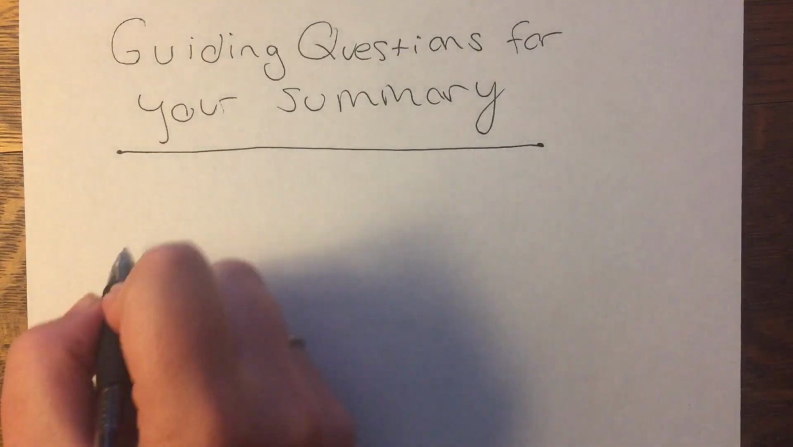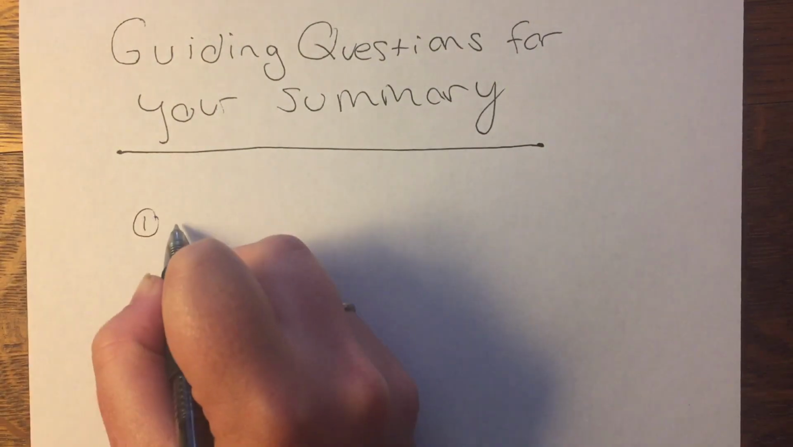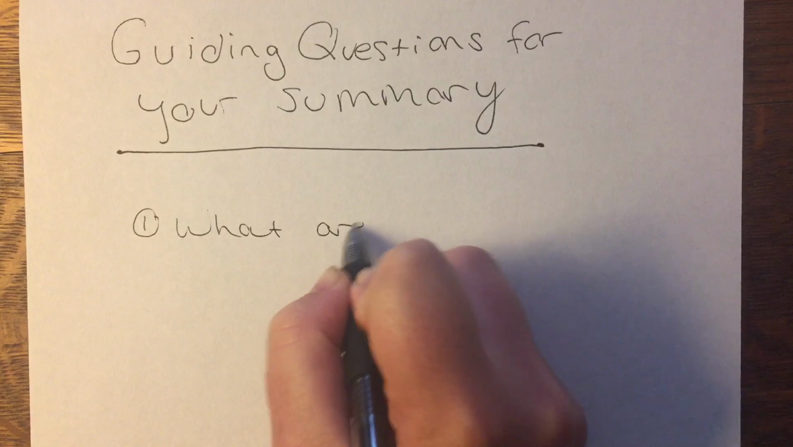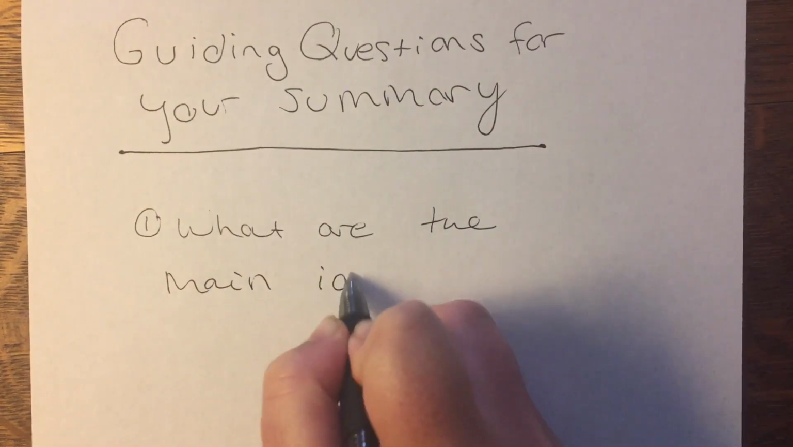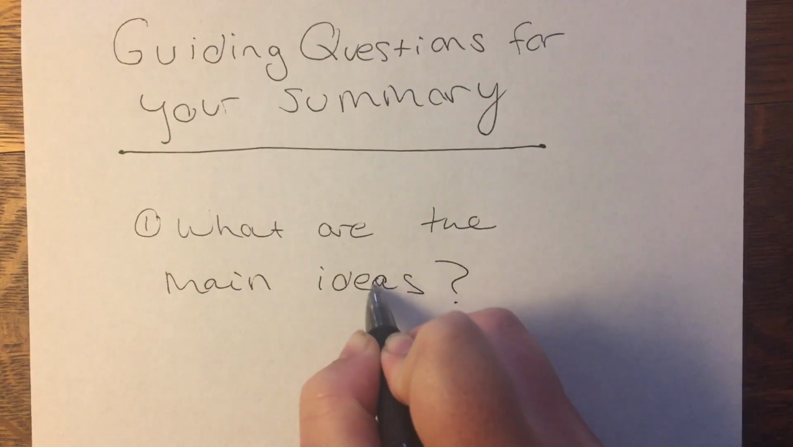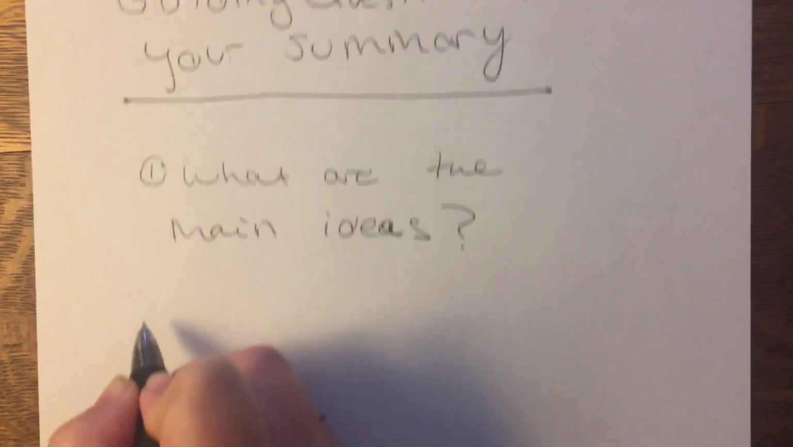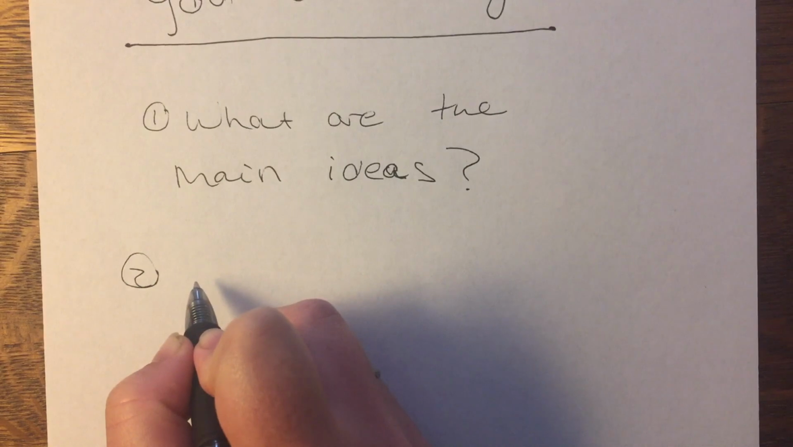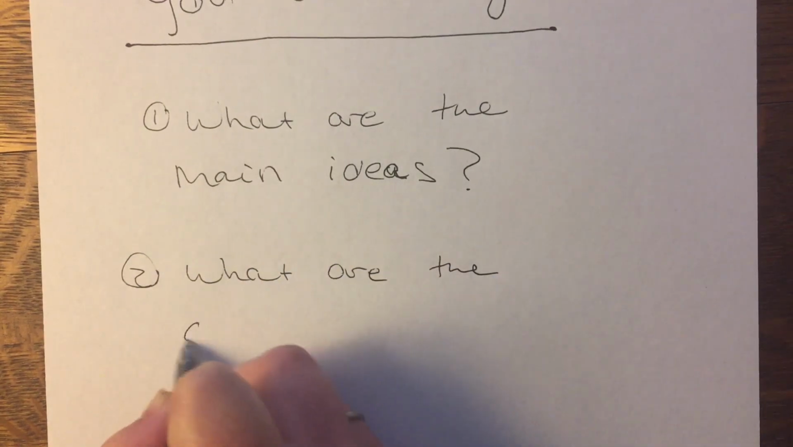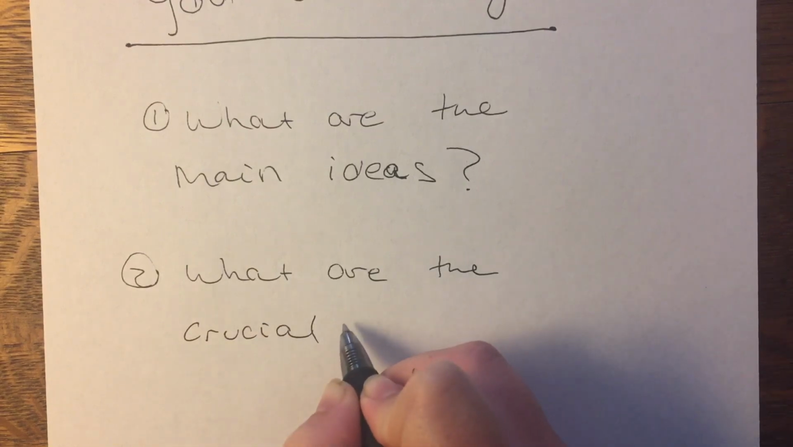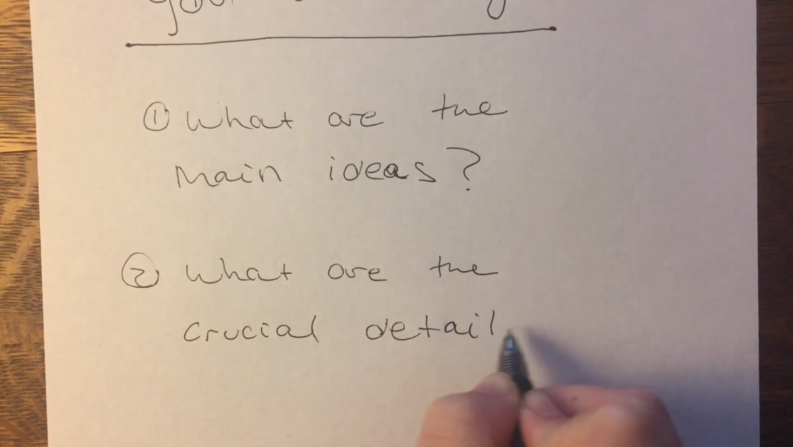Good job completing your do now. Now that we have our brains working, let's review what makes a good summary. When you are doing a summary of a text, you should be asking yourself 3 main questions. What are the main ideas? What are the crucial details necessary for supporting the ideas? What information is irrelevant or unnecessary?